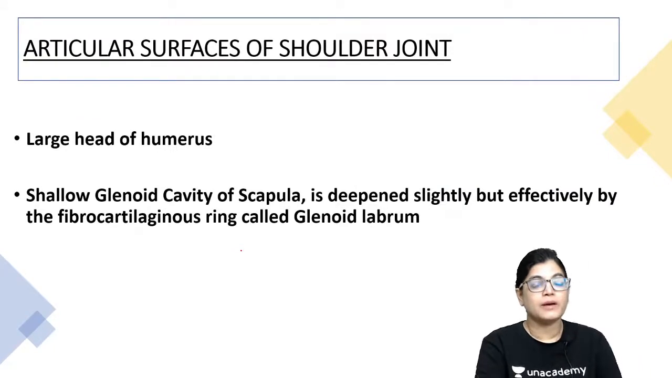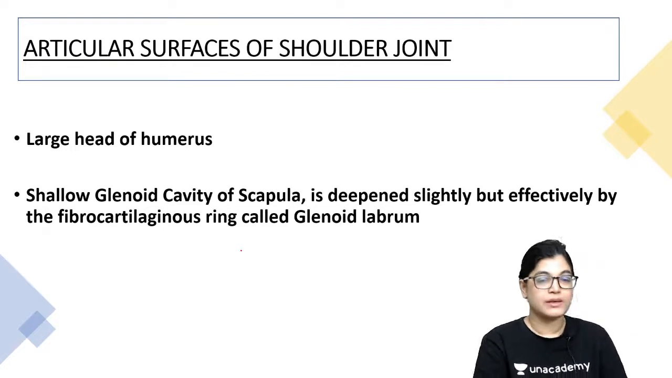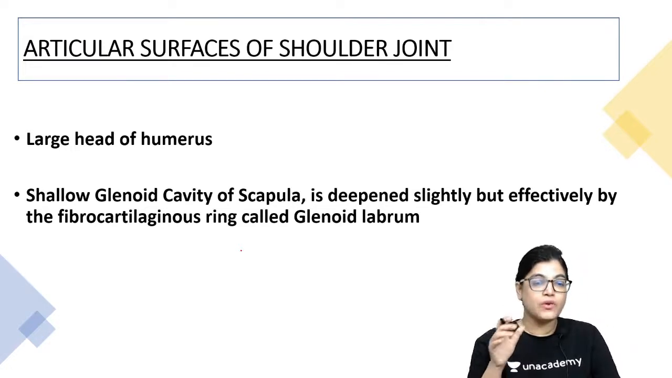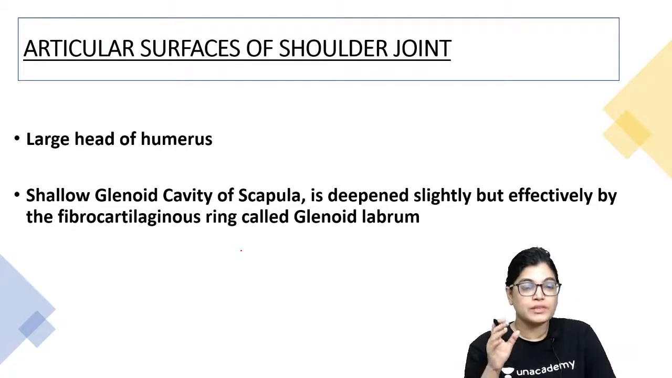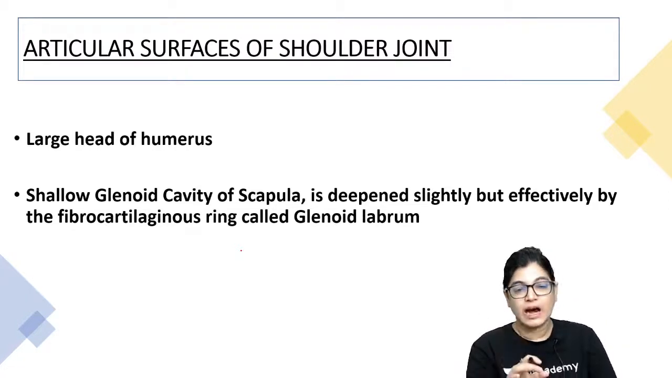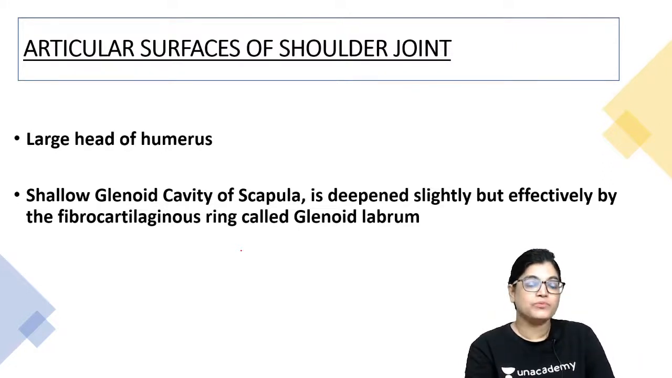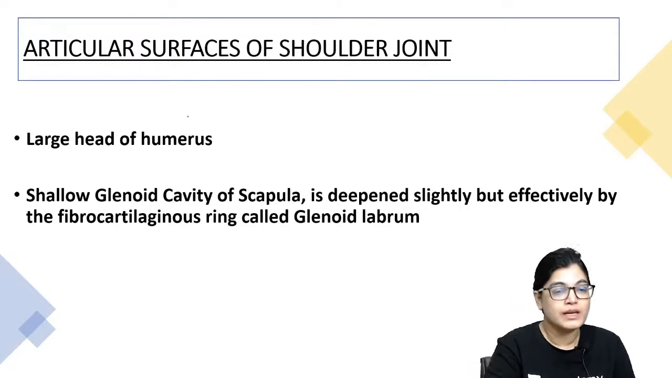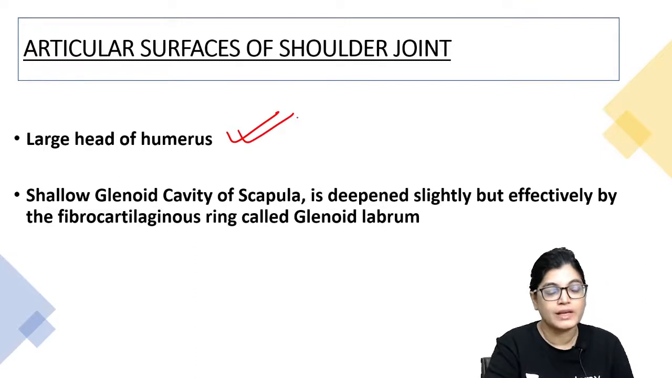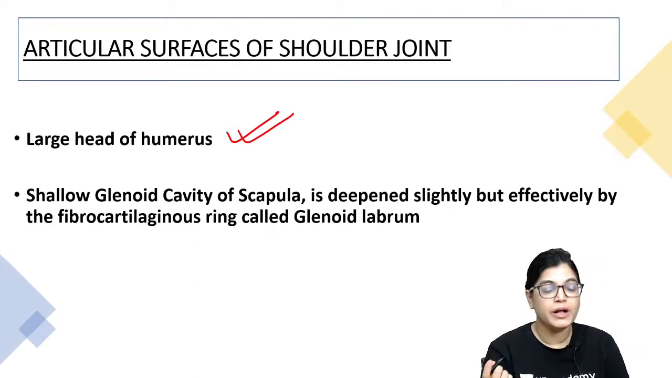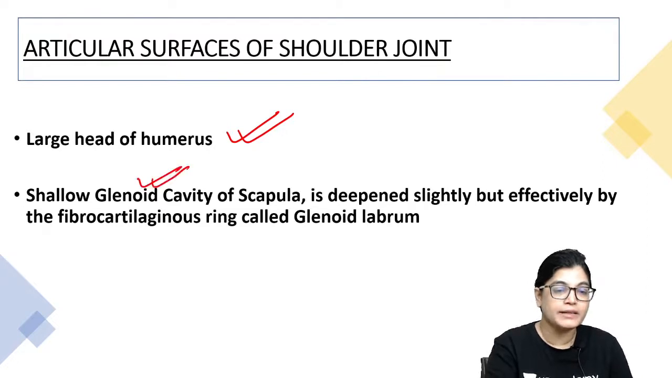Now, coming to the articular surfaces. Let me describe the articular surfaces of the shoulder joint. The first thing is that the head of the humerus is large, and it articulates with a not exactly flat but very shallow glenoid cavity. The large head is an almost rounded structure, part of a sphere, not a complete sphere, but about two-thirds of a sphere. This head of the humerus has to be accommodated in the shallow glenoid cavity of the scapula.